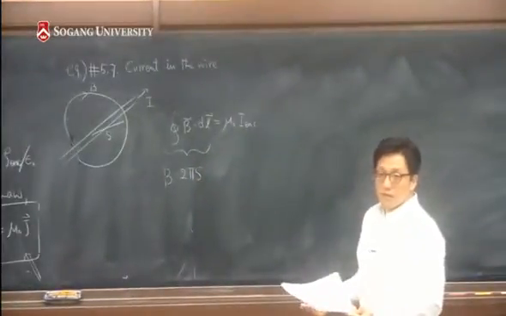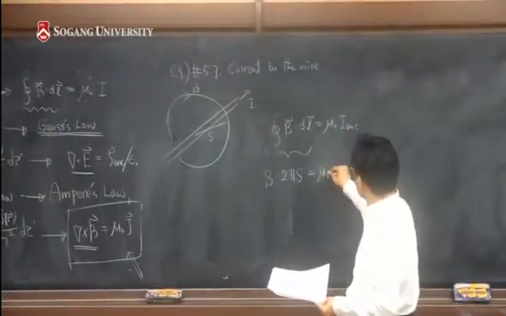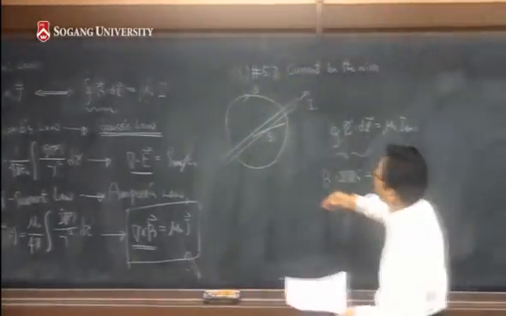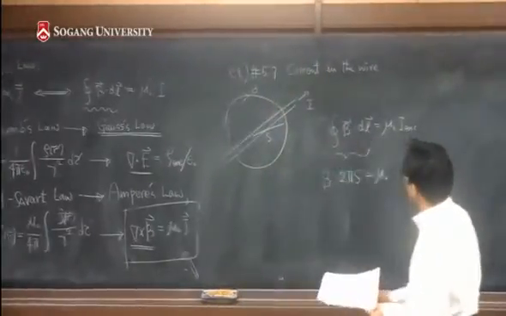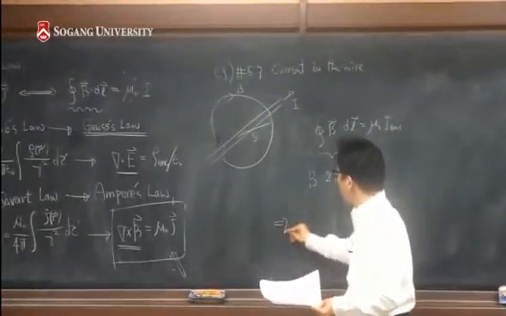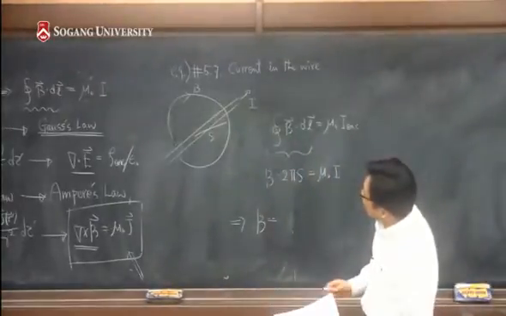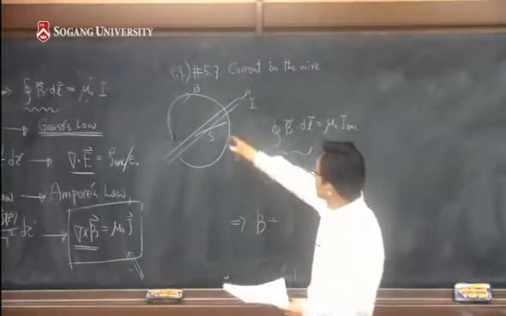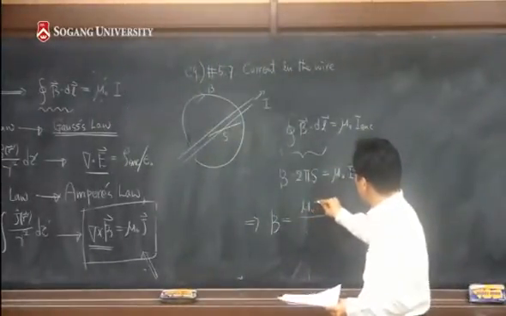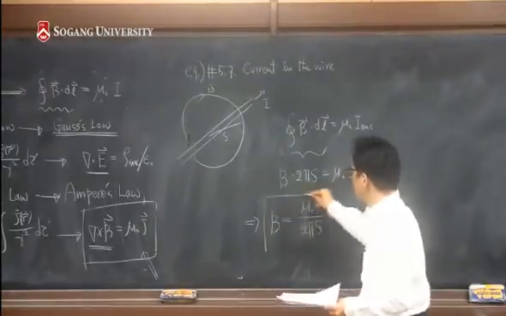And for the right-hand side, we have mu 0, and the amount of the current flowing across the plane perpendicular to the plane will be just simply I, such that we will have the strength of the magnetic field at a distance s from the wire will be mu 0 times I divided by 2 pi s. Okay? This is the magnetic field that we can have.